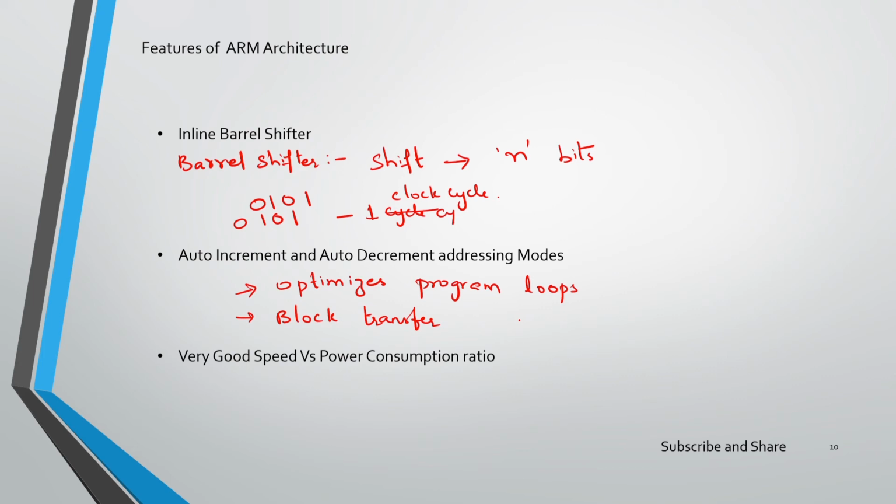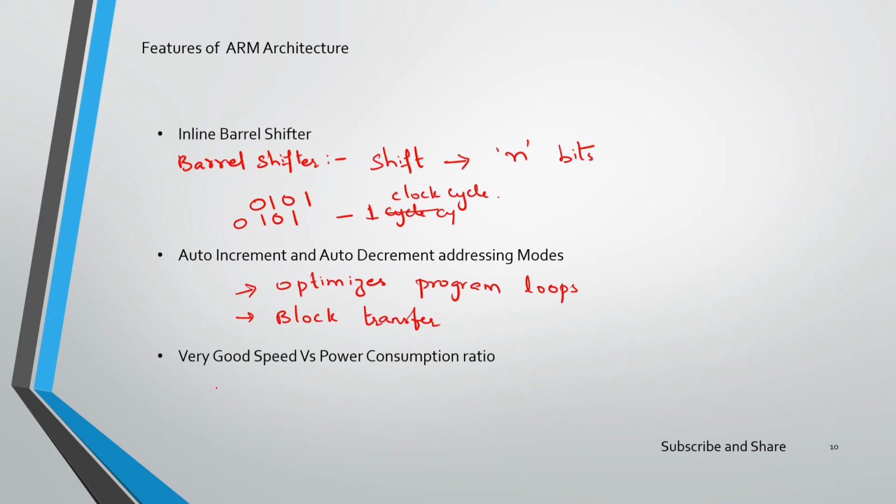Block transfer means, for example, 10 memory locations' data has to be moved to some other locations. We say it is a group of locations, nothing but a block transfer. Then the auto increment or auto decrement addressing modes are going to help us.